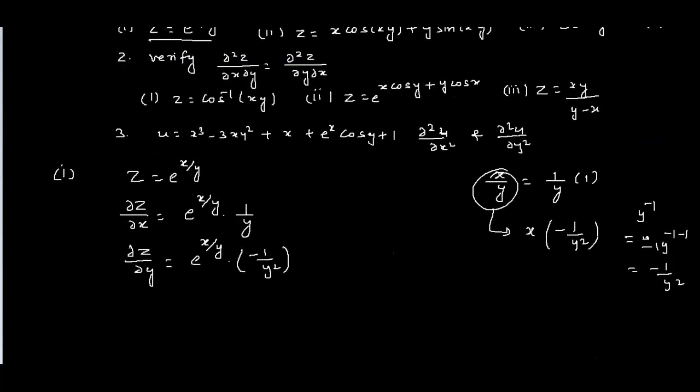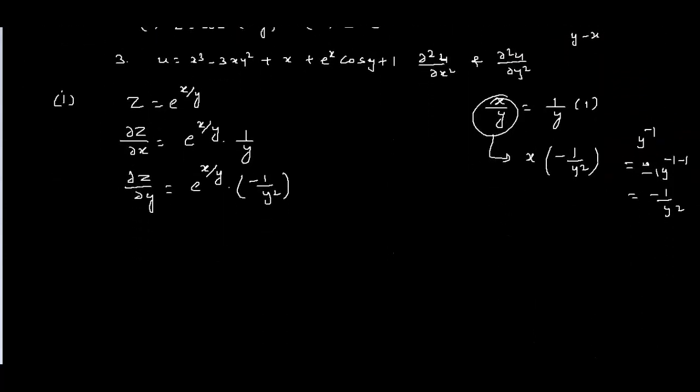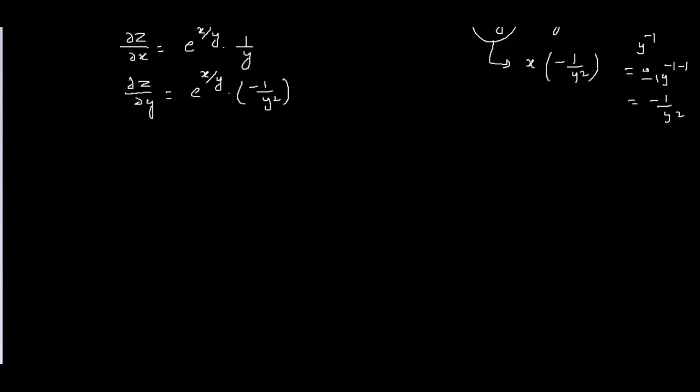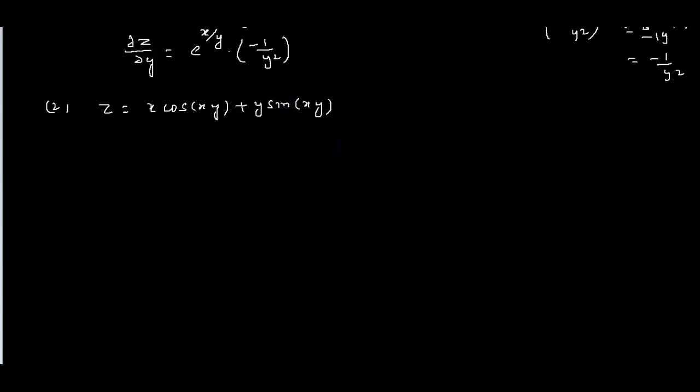Now the second one is given here: z is equal to x cos of xy plus y sin of xy. So here, differentiation with respect to x. So differentiate x keeping y as a constant. We can see here in the x, and in the angle of the cos also there is x.